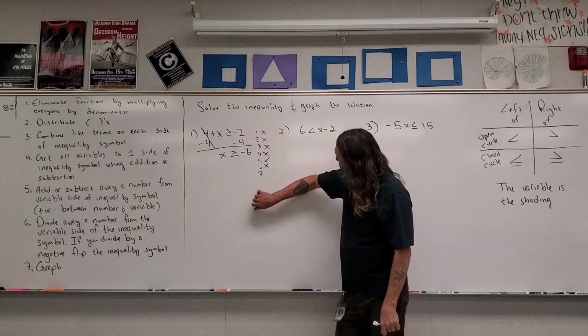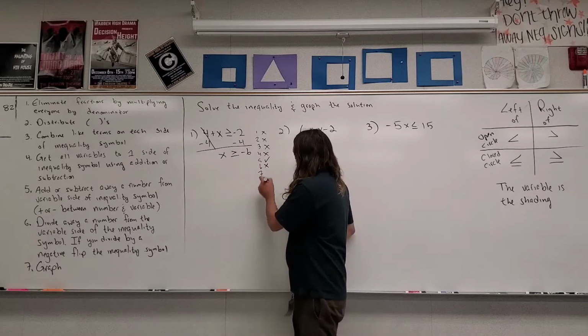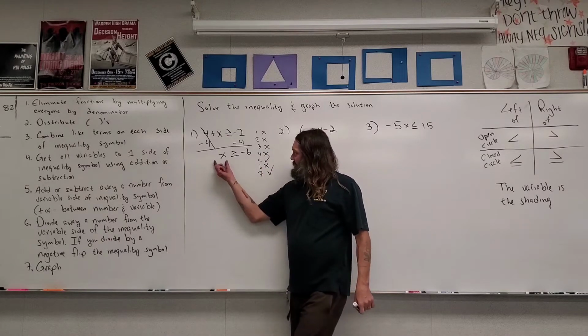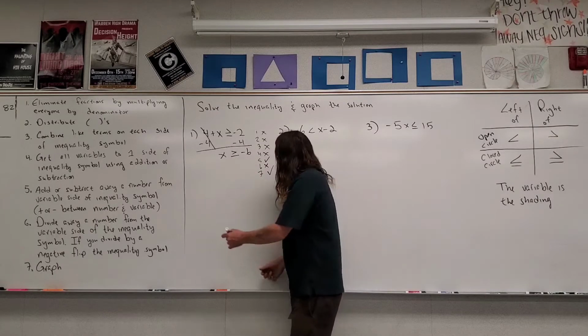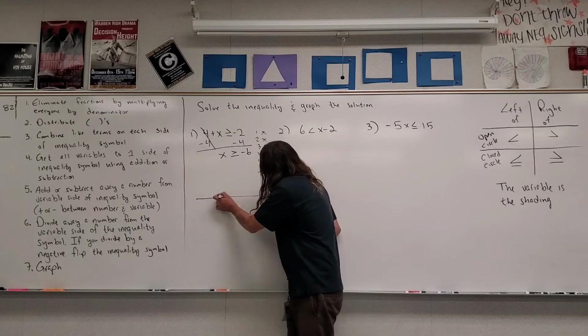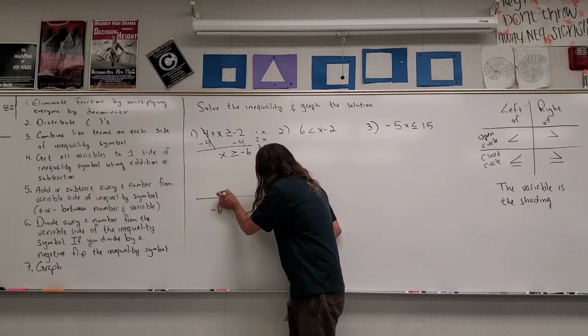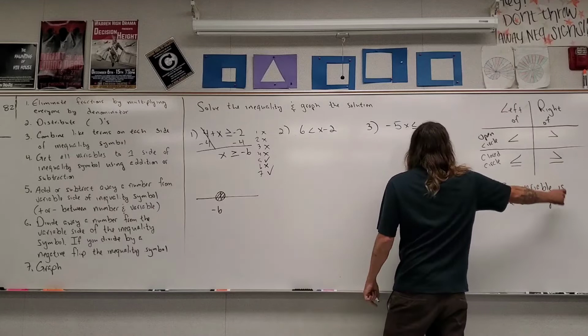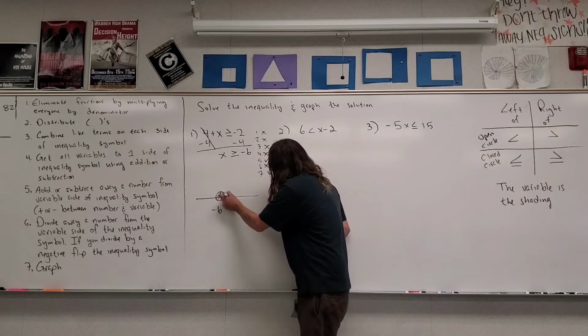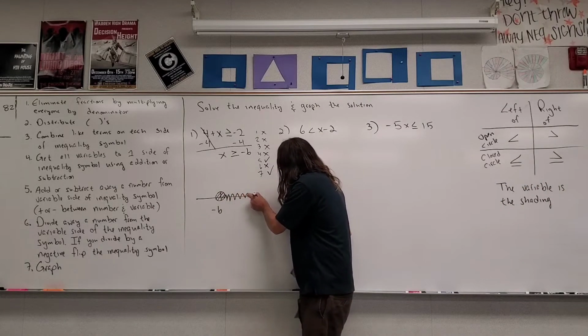Now I need to do step 7, which means I'm going to graph. So this says the shading is right of negative 6. And we're going to have a closed circle at negative 6. So there's my negative 6. My circle is closed because I have that symbol. And I'm going to shade to the right. The shading is right of negative 6.